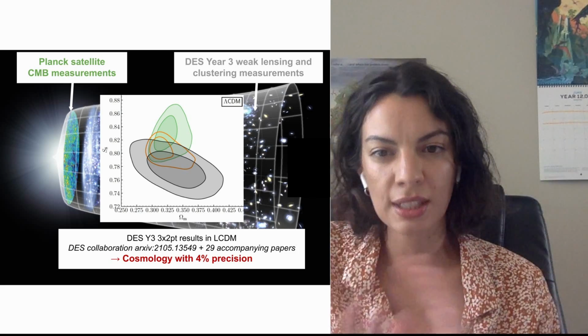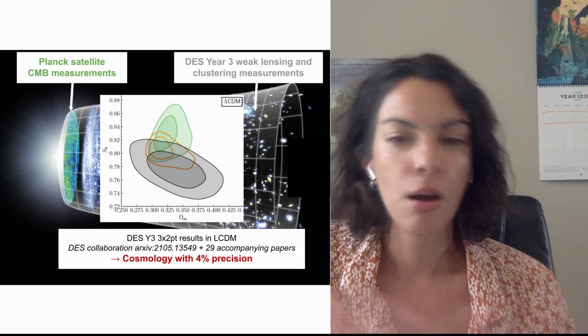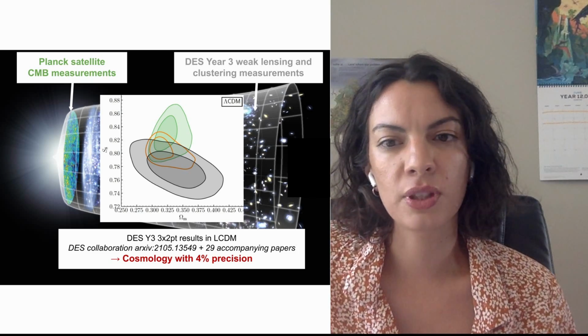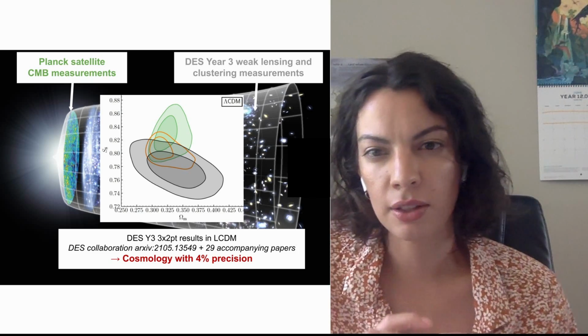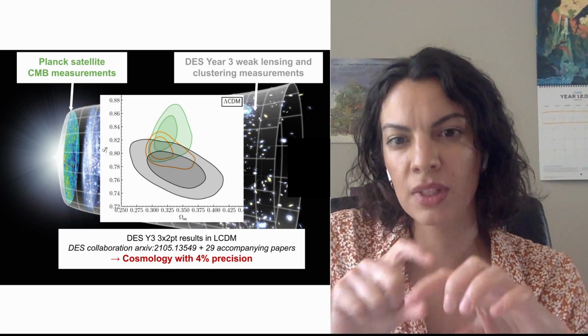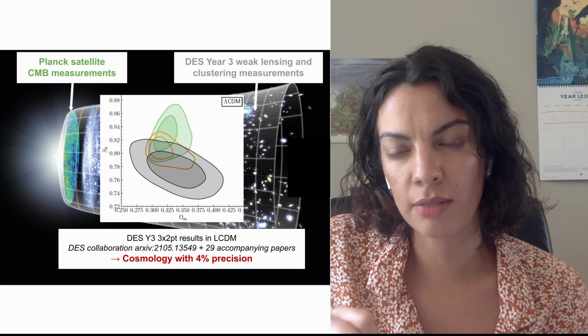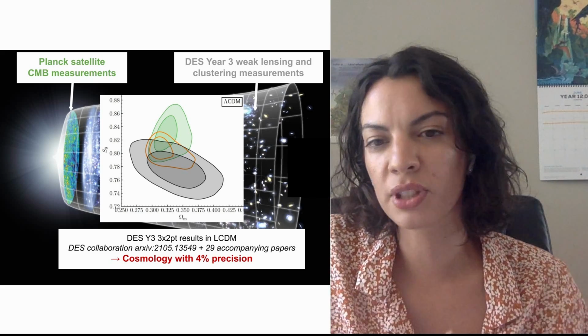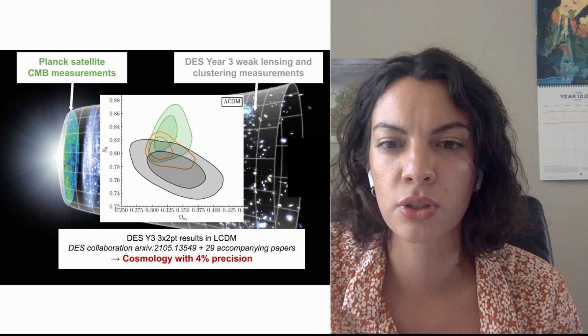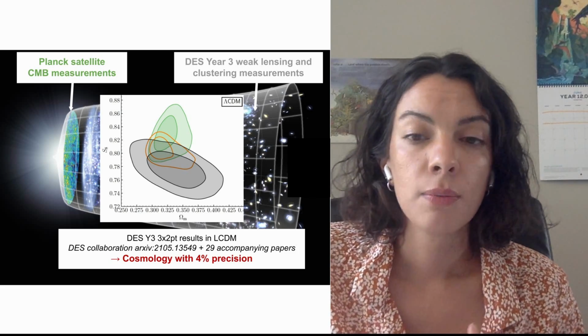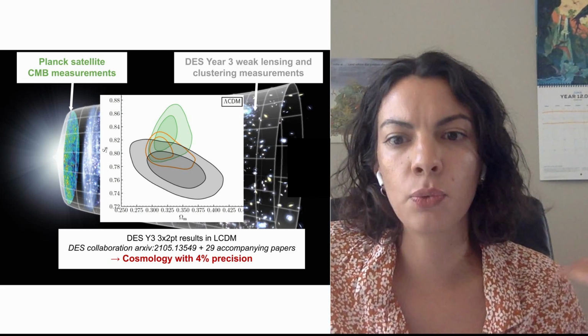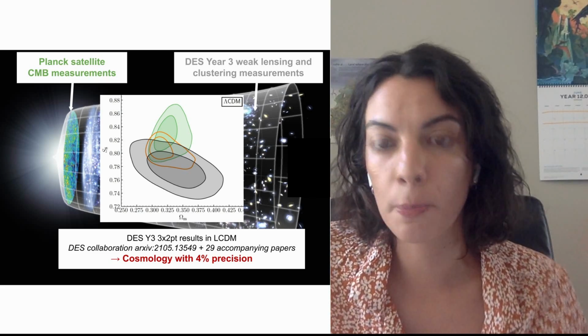And so we see that there is more or less agreement between the two, although there is still this sort of lower value of S8 measured by DES, which is consistent with what we've seen with other lensing surveys. But for us, we wanted to go beyond that.